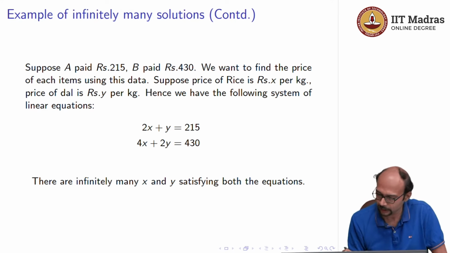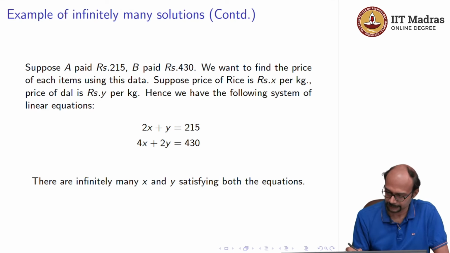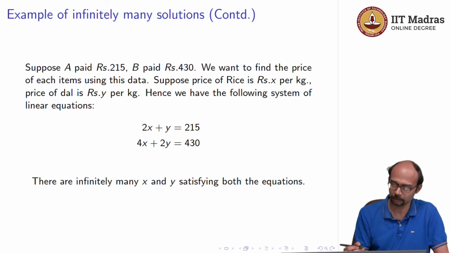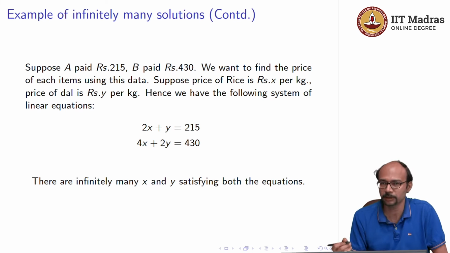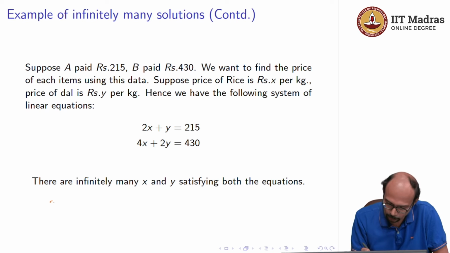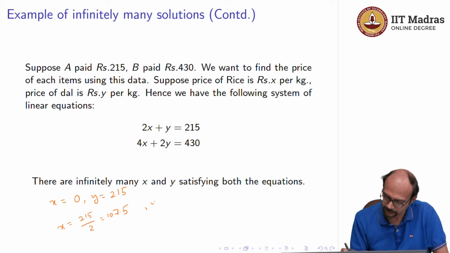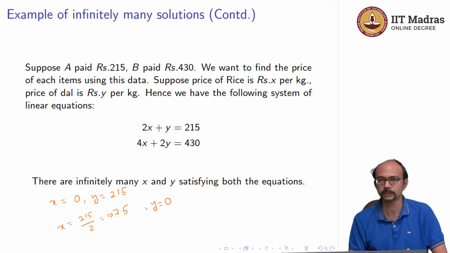Let me give you one example. Let me at least show you two solutions, and you can find as many more as you want. One solution is you take x is 0 and y is 215. Okay, that's one solution. Check that indeed this works. Another solution is x is 215 by 2, so that's 107.5, and y is 0. So this is another solution. And I'll encourage you to find more solutions.